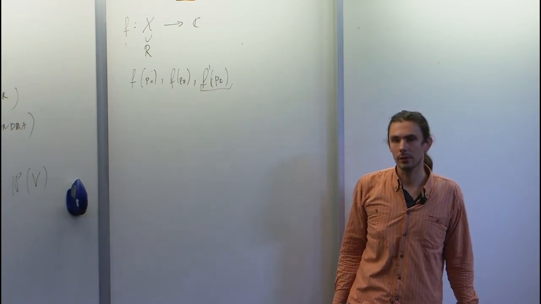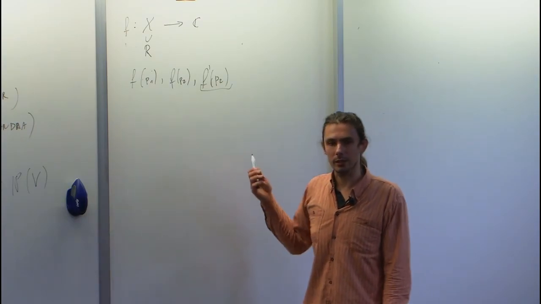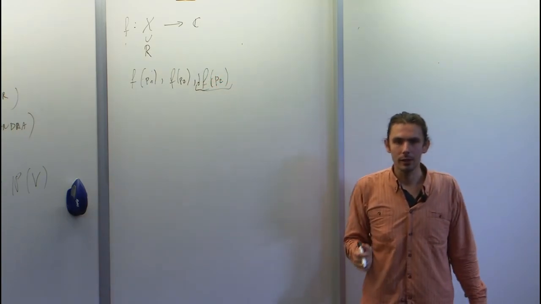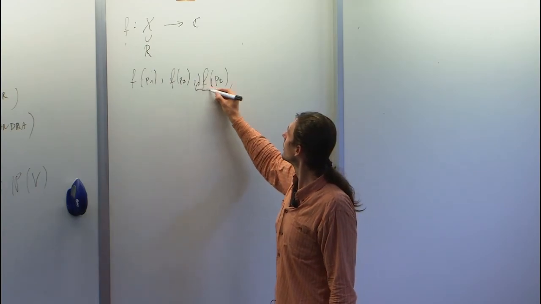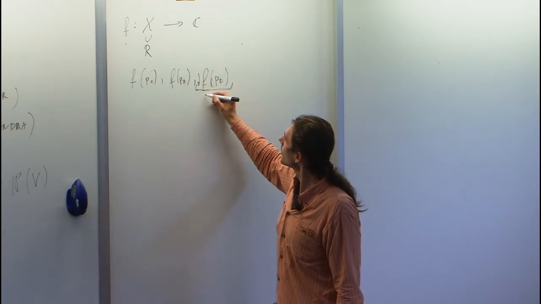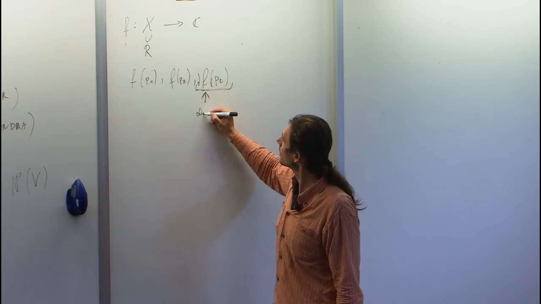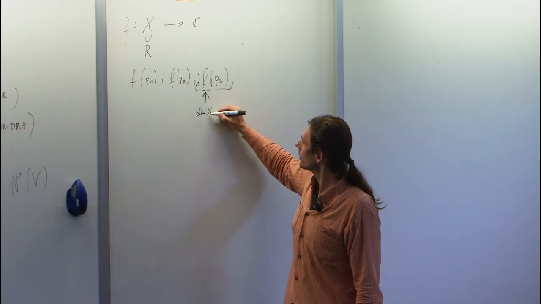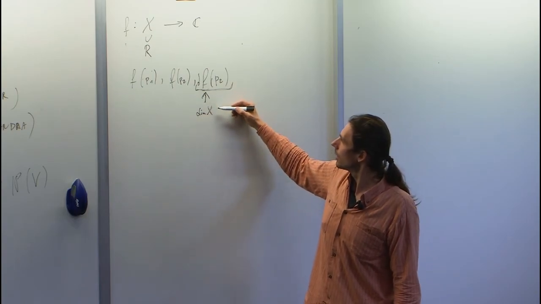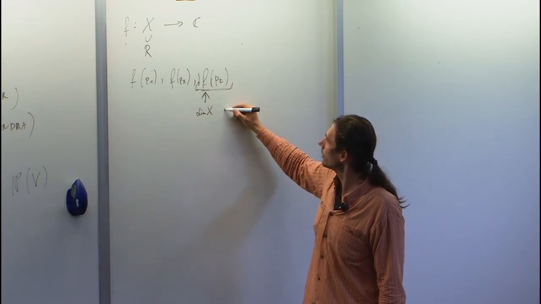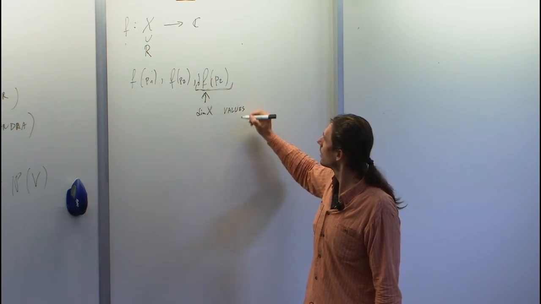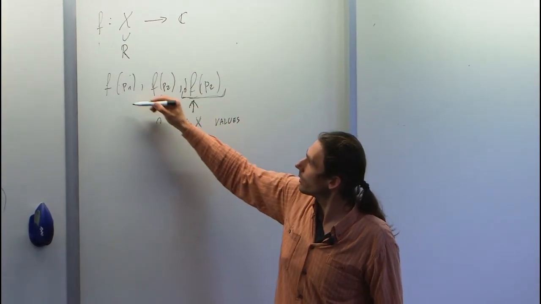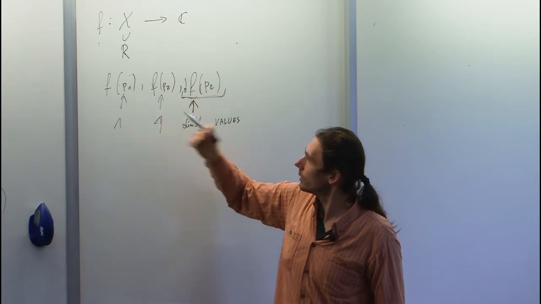By f prime of P2, you mean the full differential, or do you mean a specific directional derivative? Sorry, in this example I just want df. I'm assuming X is smooth, but it's not really necessary, just for simplicity of presentation. We need dimension of X values for this, and then 1 for this one and 1 for this one.